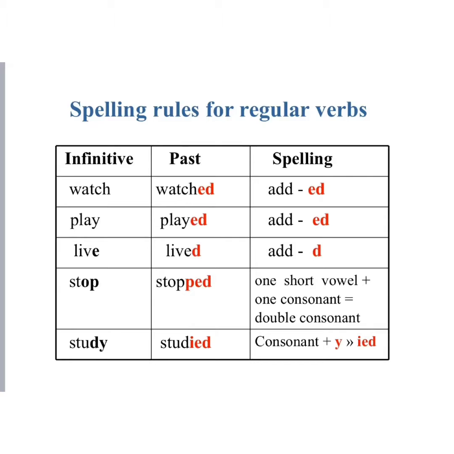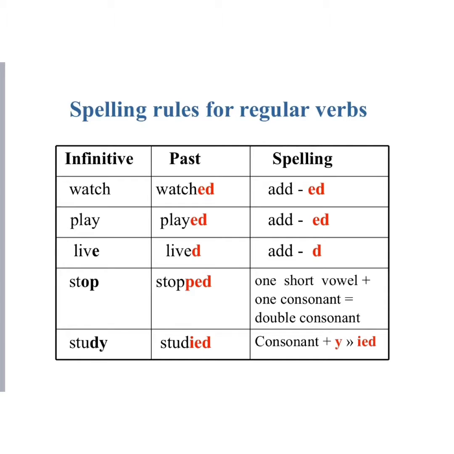There are no changes. If we look at the verb live, it ends in e, but it is not pronounced, so we add only d. The next verb is stop. This verb has one short vowel o and the consonant p. In this case, the last consonant is doubled. And the last verb is study. The verb ends in y and there is a consonant d.